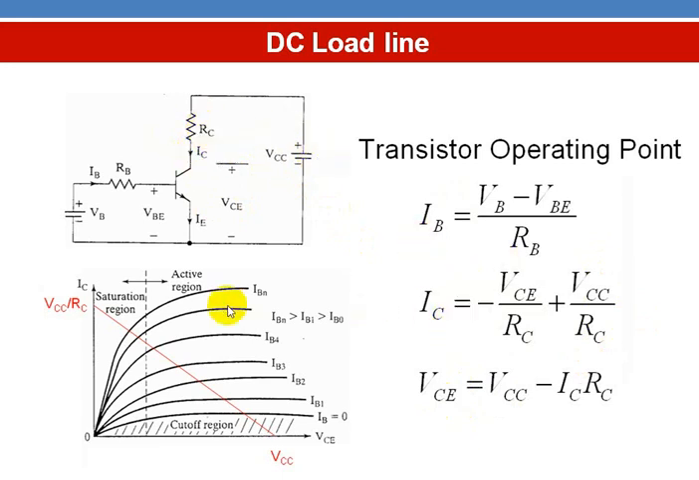If you want to fix this point, which corresponds to VCE equal to 0, substitute VCE equal to 0 and you will get VCC equal to IC into RC. So IC will be equal to VCC by RC. So there is this point. And to get this point, you substitute IC equal to 0, and you'll get VCE equal to VCC. So this point, and this line. You can fix the operating point anywhere on this line and operate the transistor.